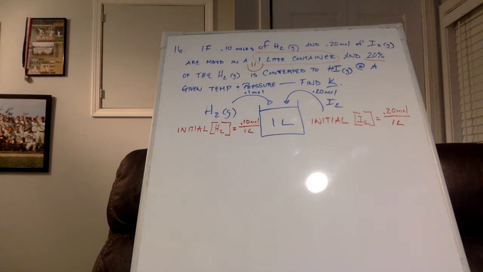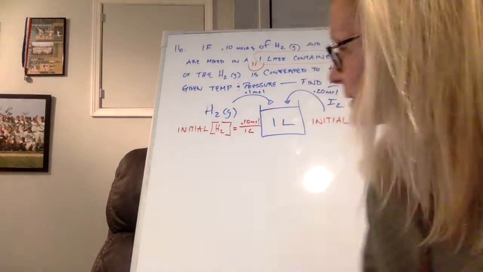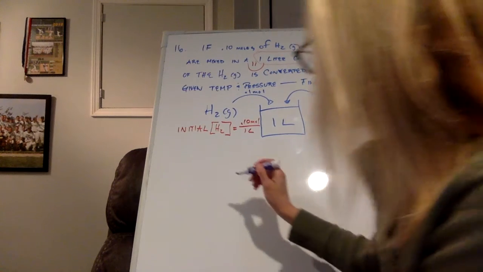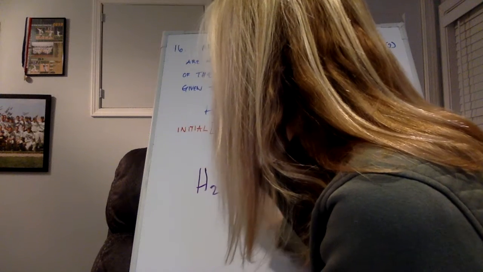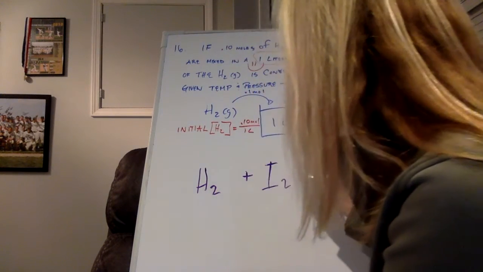Okay, so now I know the initial concentrations, and what you're going to do, sometimes they call it rice. I learned that it was called an ice box. The first thing is you write the equation, and you want to write it big and kind of space it out so that you have room for everything underneath it. So I have H2 plus I2, and these are all gases.